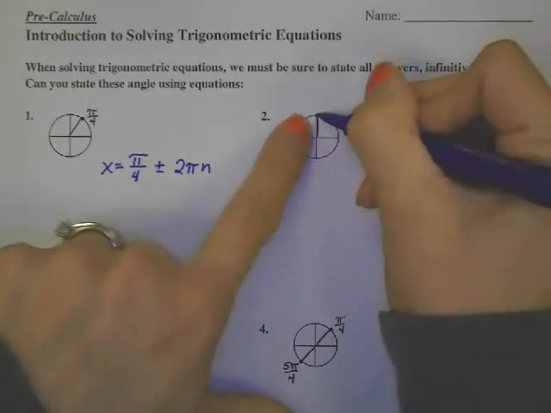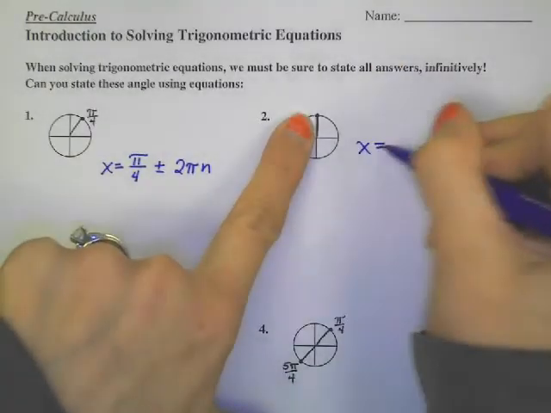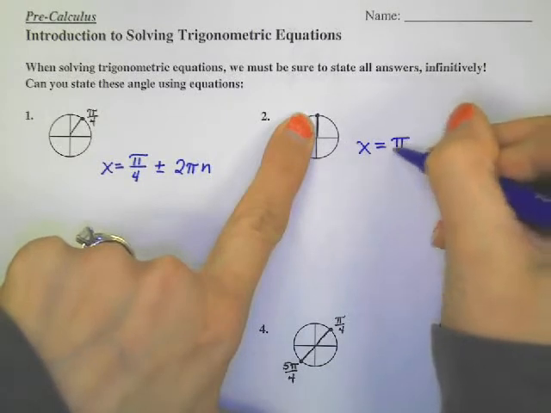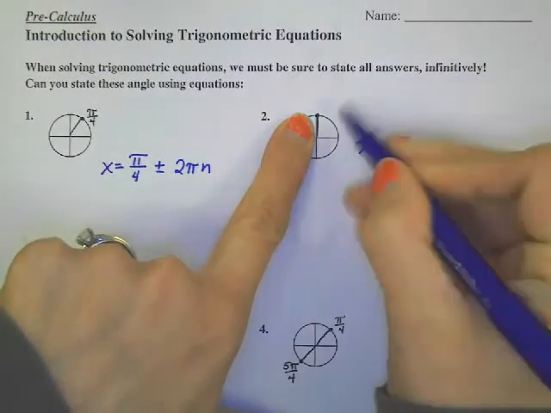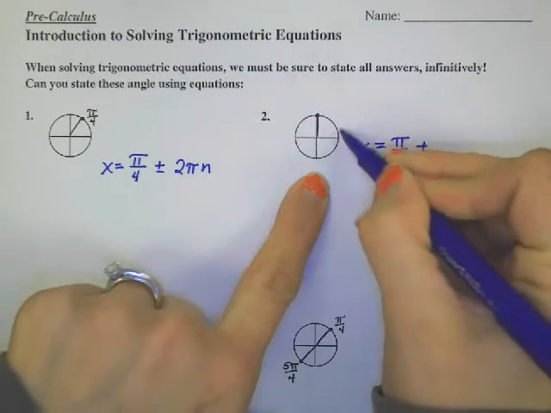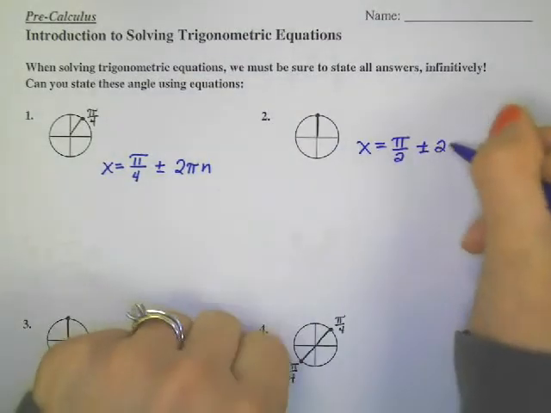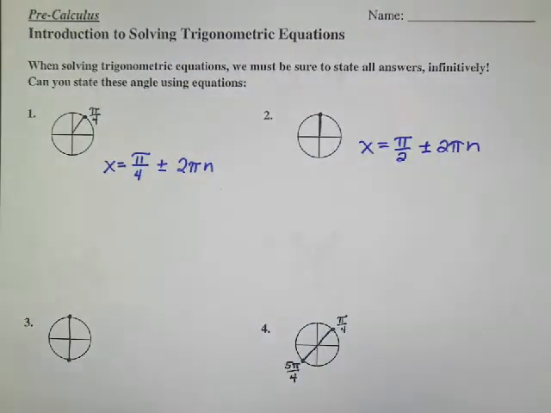All right, let's do it again. I see an answer right here. So the equation is pi over 2 plus or minus. How far do you have to swing around and stop there? 2 pi n. Okay, they can get a little more fun.